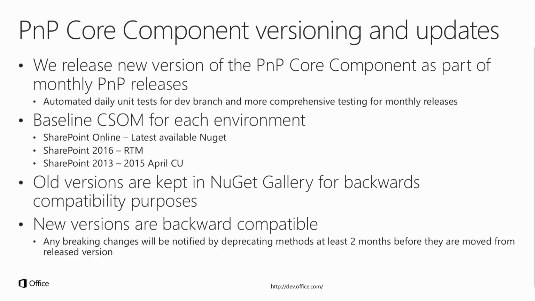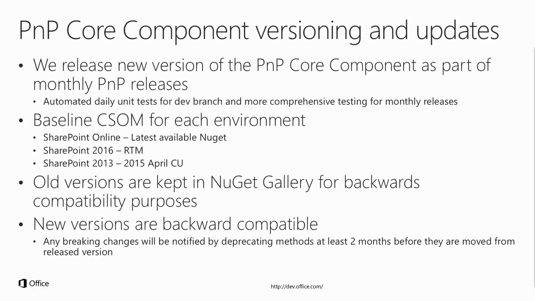There are some baseline CSOM dependencies. So the baseline client-side object model in each environment is slightly different. For SharePoint Online, we always have a dependency on the latest available NuGet. So the latest version of PnP will have a dependency on the latest available NuGet package for SharePoint Online. The upcoming SharePoint 2016 version of the core component will have a dependency on an RTM version of SharePoint 2016.